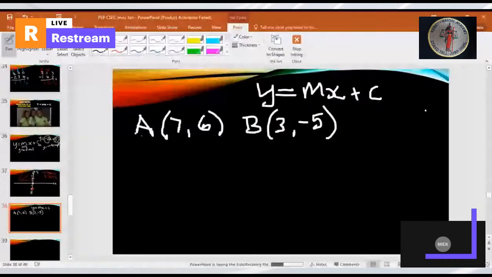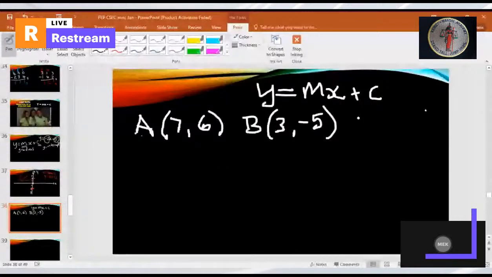So y2 minus y1 divided by x2 minus x1. That would be negative 5 minus 6 divided by 3 minus 7. And that would give negative 11 over negative 4. The two negatives cancel, so it's 11 over 4. I'm just freezing up a bit, students.